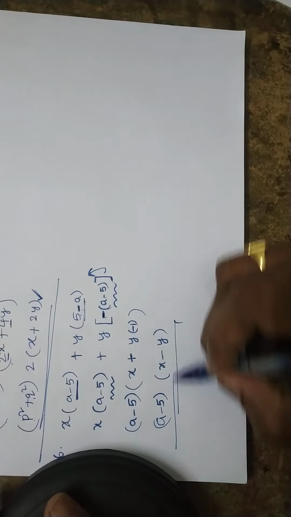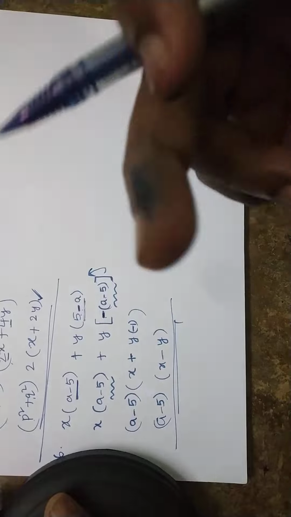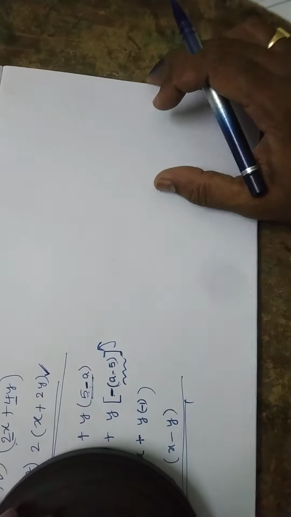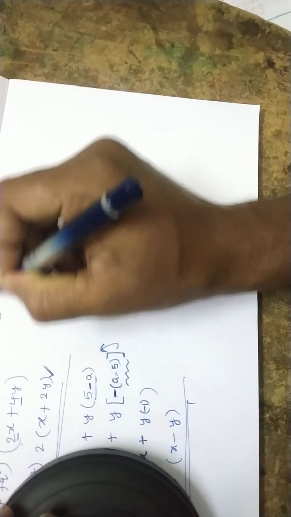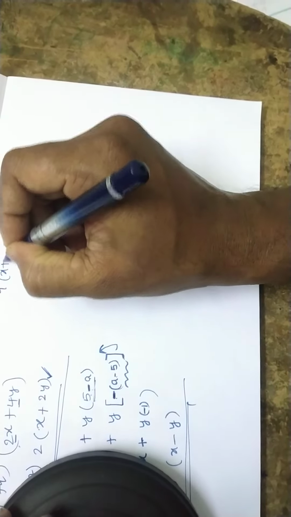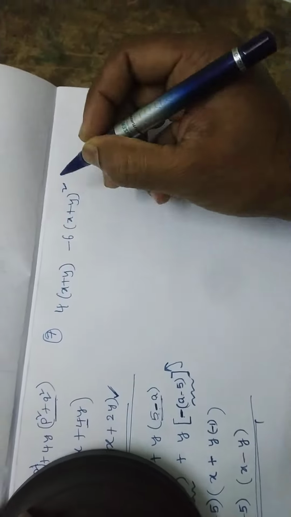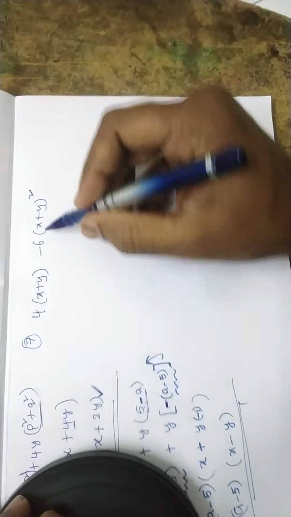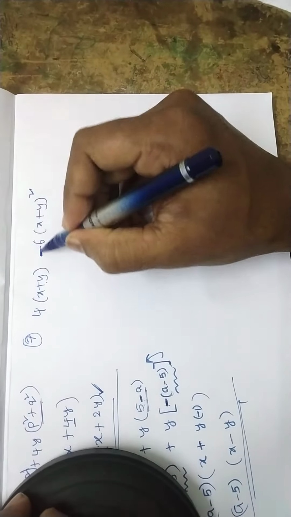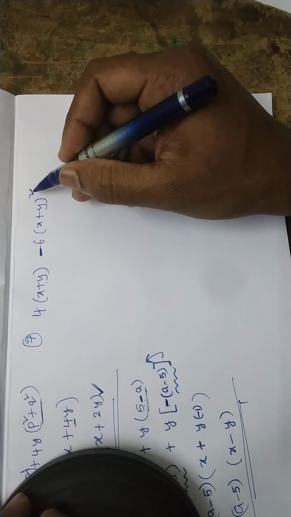Some of the children will change. They will even forget the given question itself. Now right. Now next question. So the 7th question is like 4 into x plus y minus 6 into x plus y whole square. So here x plus y is very simple to see, but here square is there.